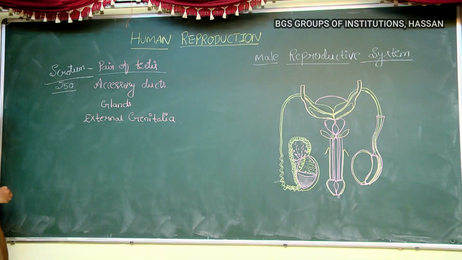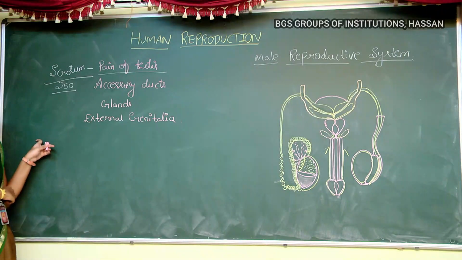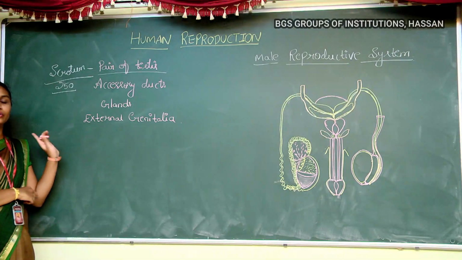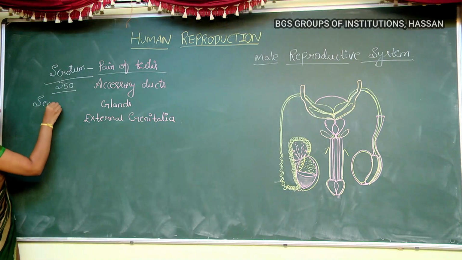They are called testicular lobules. So 250 compartments irutte testes alli, ondondu compartment allunu 1 to 3 highly coiled structures irutte. They are called seminiferous tubules.